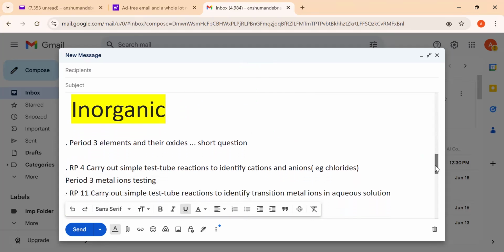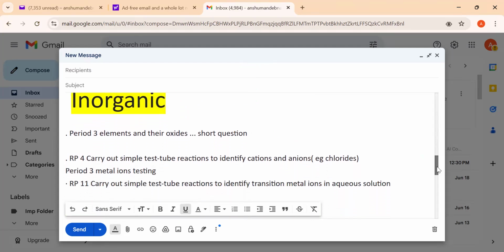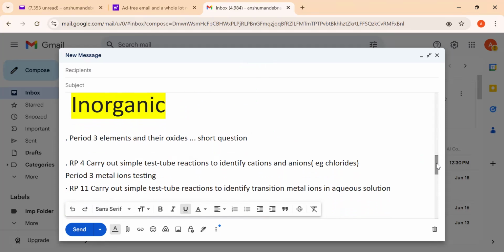Now, inorganic chemistry. In the inorganic chemistry, what I saw that the paper number one, paper number two, not much about the period three elements and the oxides has been tested, right? So short questions might be there out of it, right? For the inorganic chemistry, you have to have a solid idea about the identification of cations, right? The identification of cations by the NaOH test, right? In the NaOH test, it can give you two kinds of precipitates, right?